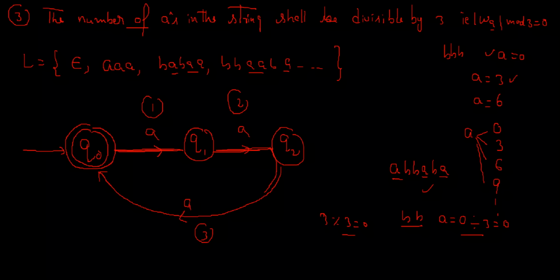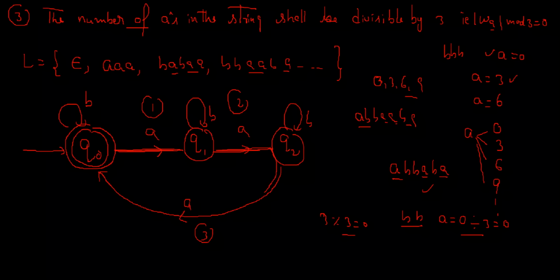That means for every number of A's which is divisible by 3, you are coming to the initial state, that is the final state. Suppose for A's 0, 3, 6, 9, you are coming to the initial state. Suppose I have a string A, B, B, A, B, A. How many A's are there? There are 4 A's. In between you can have any number of B's. We are not worrying about B's.